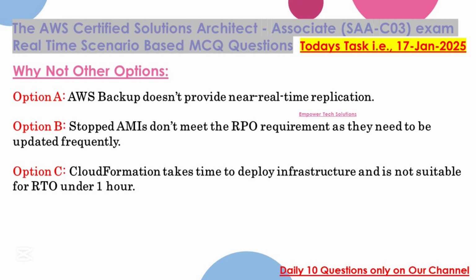Why not other options? Option A: AWS Backup doesn't provide near real-time replication. Option B: stopped AMIs don't meet the RPO requirement as they need to be updated frequently. Option C: CloudFormation takes time to deploy infrastructure and is not suitable for RTO under 1 hour.